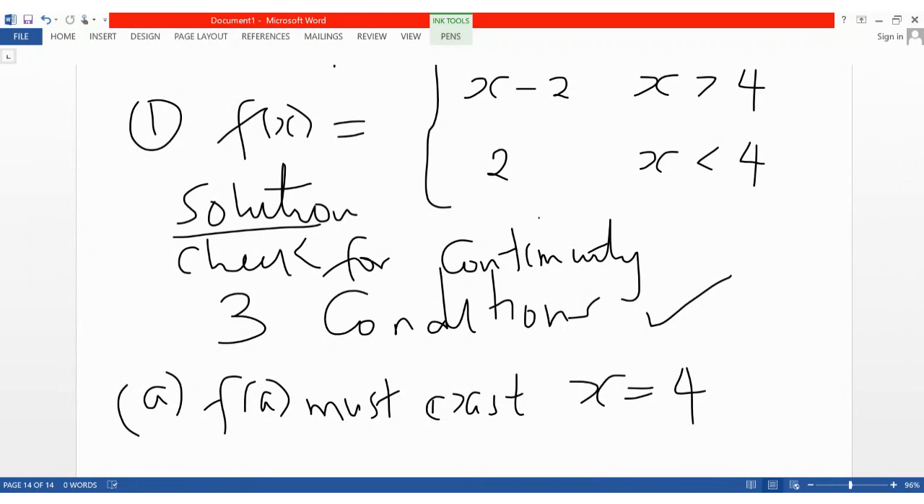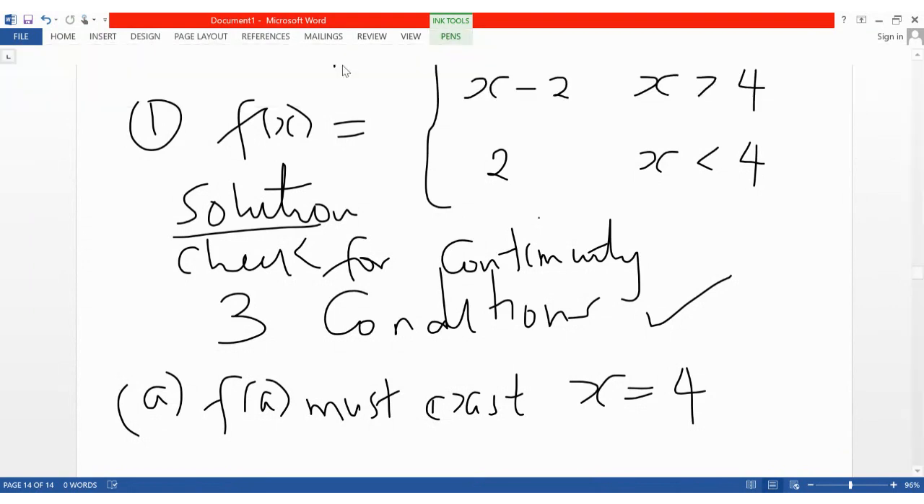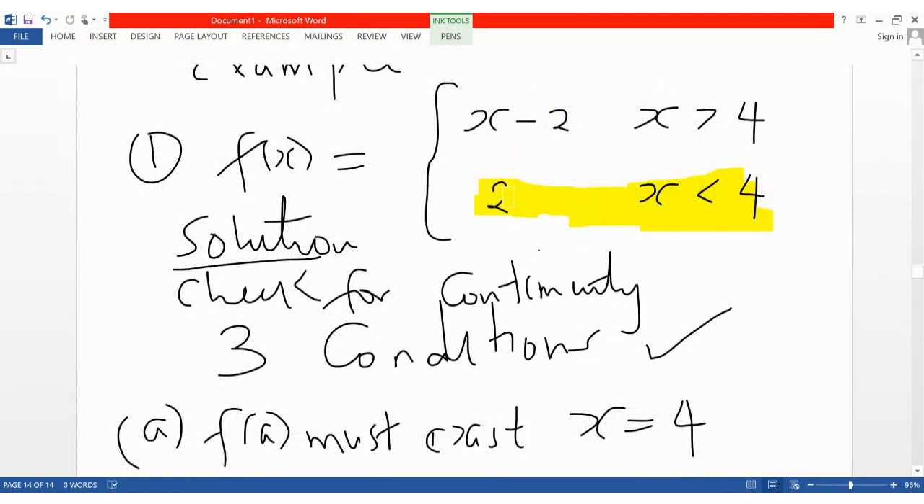So f of a must exist. How do you check if f of a exists? Check this condition that I've given you. Let me mark it in yellow. Have you seen this condition here? That one there will always give you the f of a. We don't calculate it for a piecewise function. Most of the time, what you just need to do is read it from the piecewise function here. The f of a, you just read it. Now, the other one that I'm marking in what?